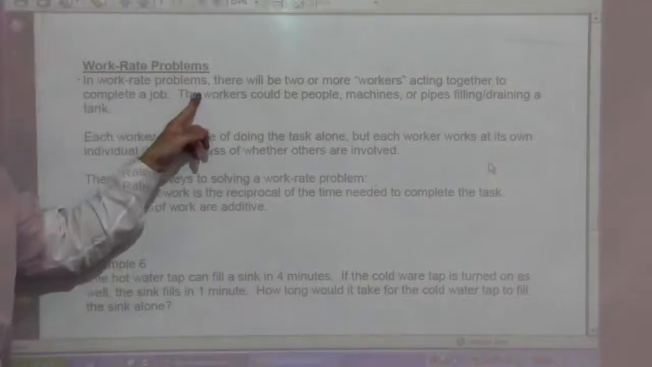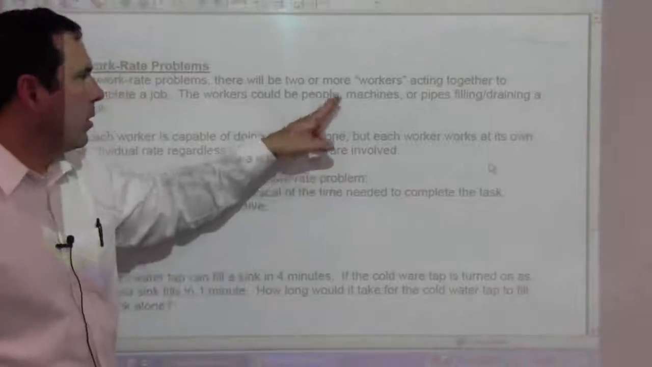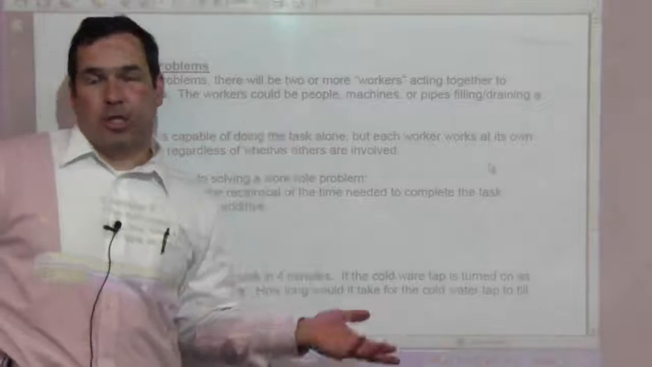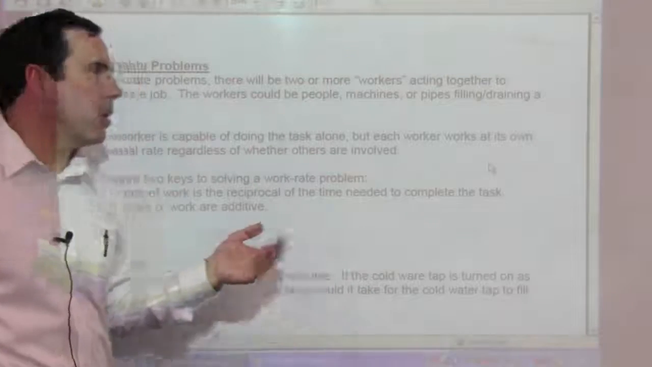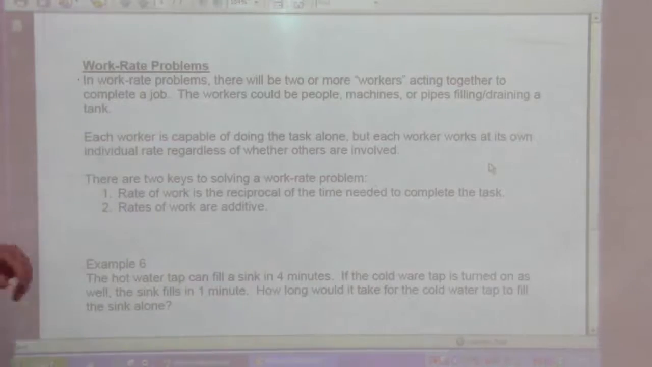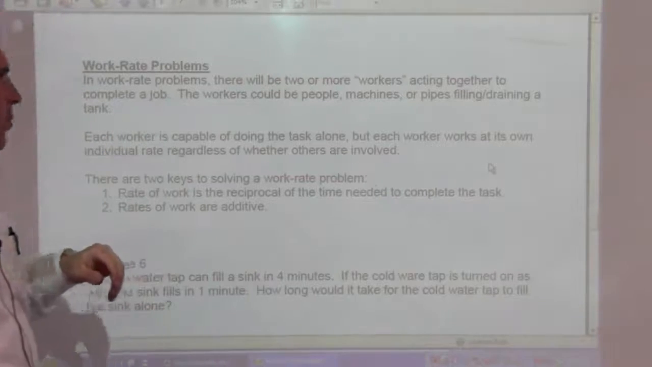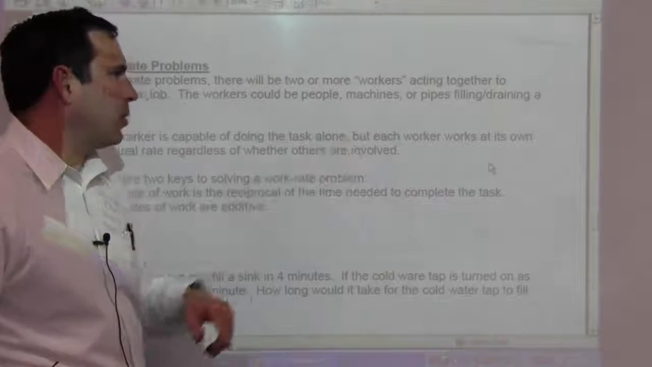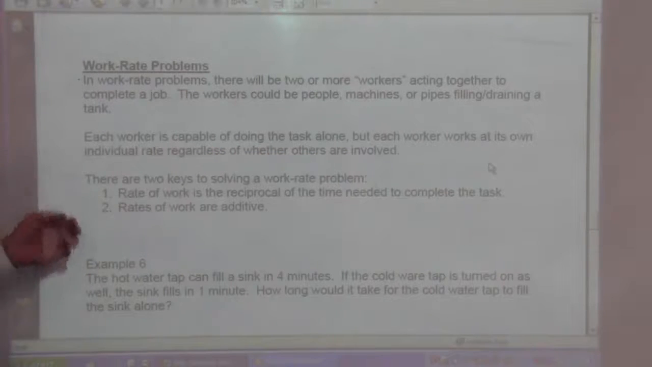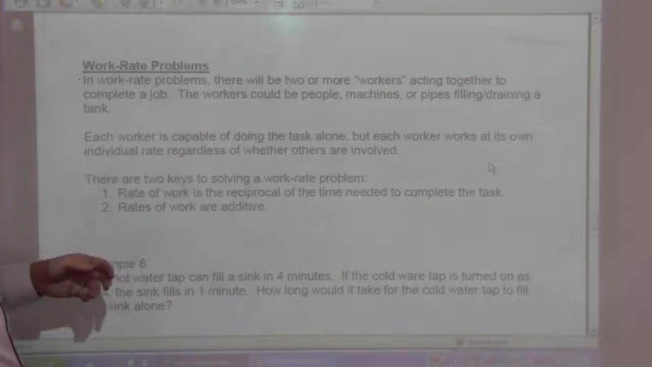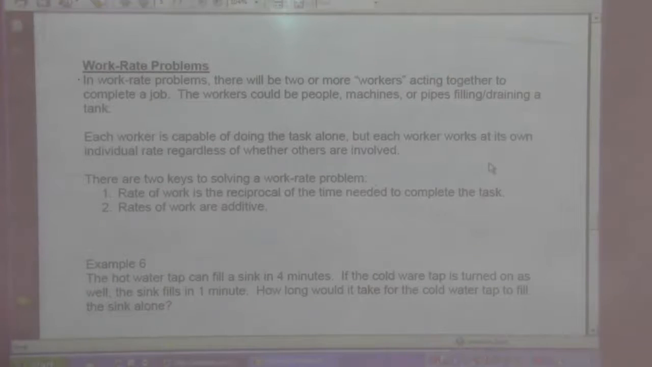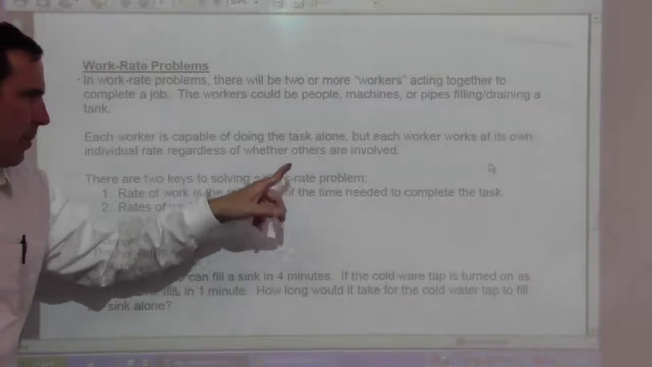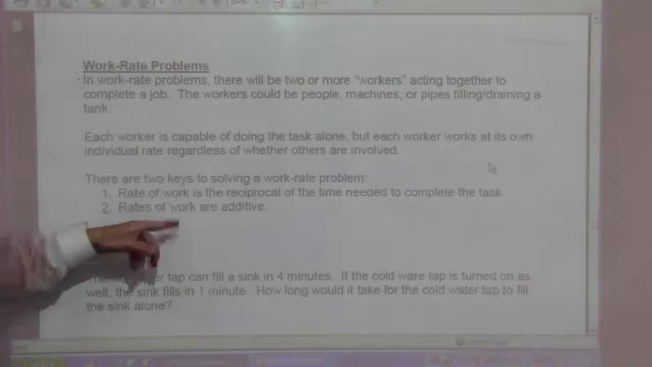Okay, in work rate problems there'll be 2 or more, typically 2 or more workers acting together, and workers I put in quotes because it could be 2 machines, could be 2 water faucets, acting together to complete a job. The workers could be people, machines, pipes filling or draining a tank. Each worker is capable of doing the task alone, but each worker works at its own individual rate regardless of whether others are involved. There are 2 keys to solving a work rate problem. First, the rate of work is the reciprocal of the time needed to complete the task, and rates of work are additive.